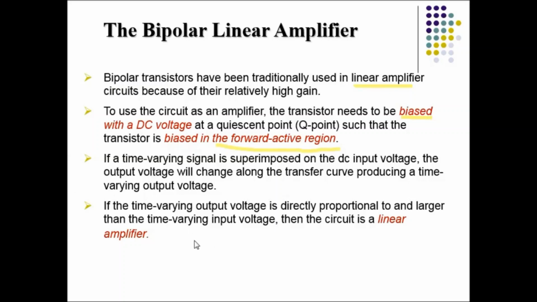In addition, if the time varying output voltage is directly proportional to the time varying input voltage, then the BJT configuration circuit is referred to as a linear amplifier. What this statement means is that if you give a sine wave, the output is also a sine wave. The amplifier did not alter the shape of the input signal. It's just amplifying it. That's why we refer to it as the linear amplifier.